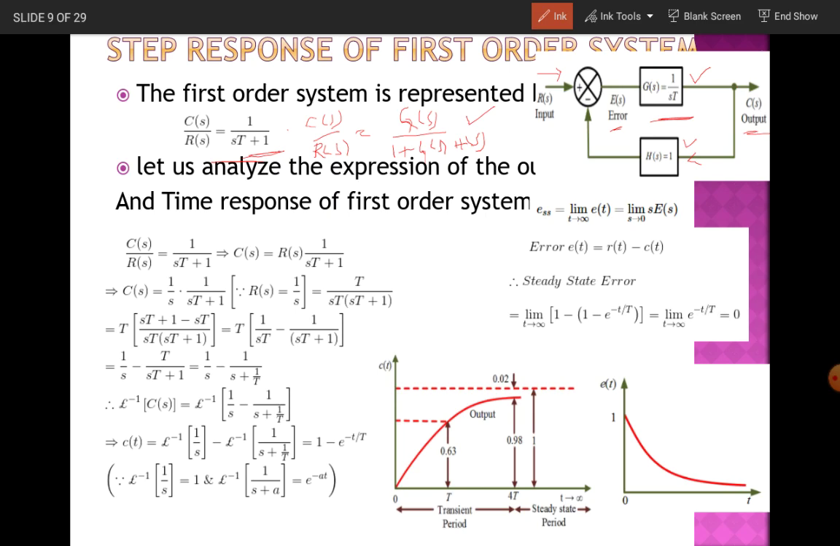So once we have the transfer function of this system, then we can assign the input. So the R of s, whether it is a step or ramp, you can assign any type of input here. So let us assume that the input is a step input. So R of s is equal to 1 by s. Substituting this R of s in this expression, you will get C of s is equal to 1 by s into 1 by sT plus 1, right?